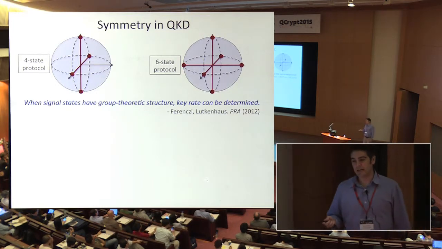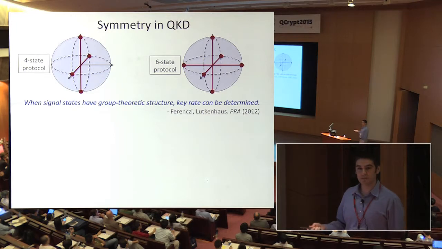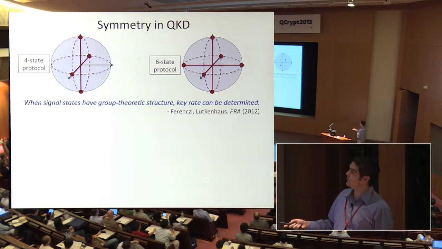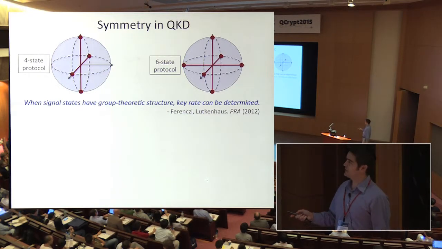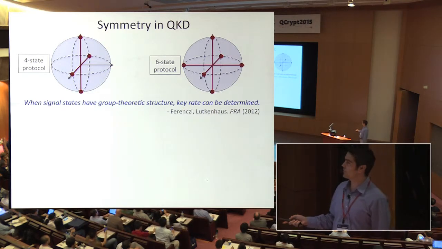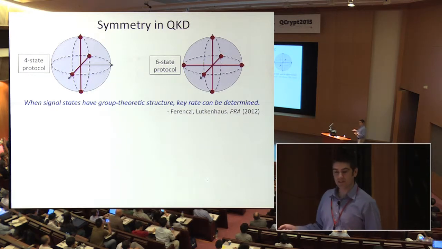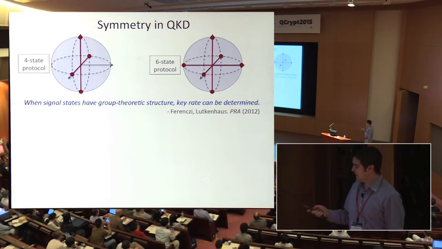We often rely on symmetry in QKD in order to simplify the calculation of key rates. For example, in BB84, the four states are related by a rotational symmetry group, a rotation by 90 degrees. Likewise, there's a corresponding symmetry group for the six-state protocol. And we rely on symmetry to help us analytically simplify the problem to determine the optimal eavesdropping attack.